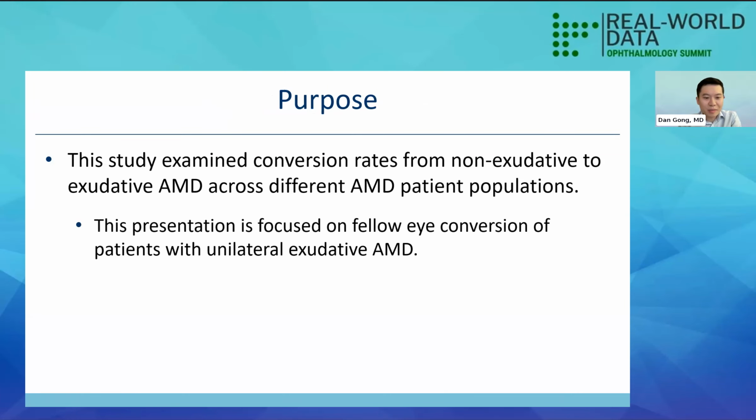And so I just realized that I'm sneaking in a non-GA talk for this last session. But our group has been interested in looking at conversion rates from non-exudative to exudative AMD across really different AMD patient populations. This talk in particular is going to focus on one subset of our work, which is looking at patients who already have unilateral exudative AMD in one eye, and we're looking at their conversion rates in their fellow eye.